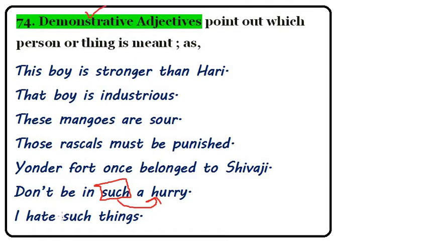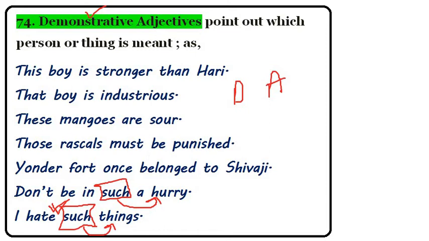I hate such things. Which is the adjective in this sentence or demonstrative adjective? Such. Okay. Such is the demonstrative adjective in this sentence. It is pointing out thing here. Or things. Here it is called things. So here it is the demonstrative adjective in this sentence.